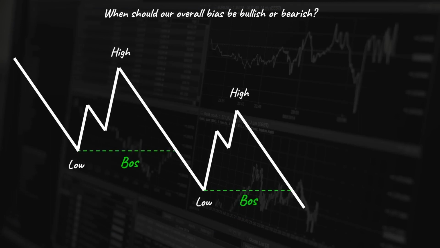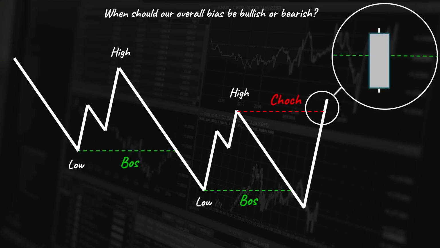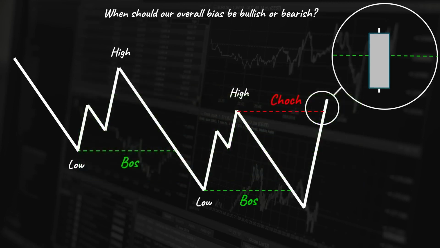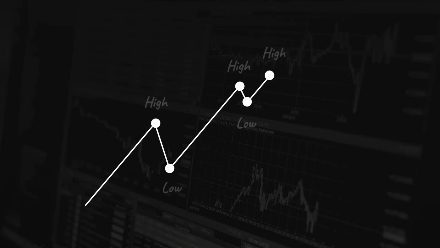As we mentioned earlier, the break of an origin creates a change of character. A breakout occurs when a candlestick closes a visible amount through a level of market structure. So, first we must locate the sources to identify the reversal points. But here is an important point. Scales matter in identifying the change of character. For instance, here, both of these levels are considered a source because they have broken above the previous market structure. However, we won't consider this break a valid change of character.